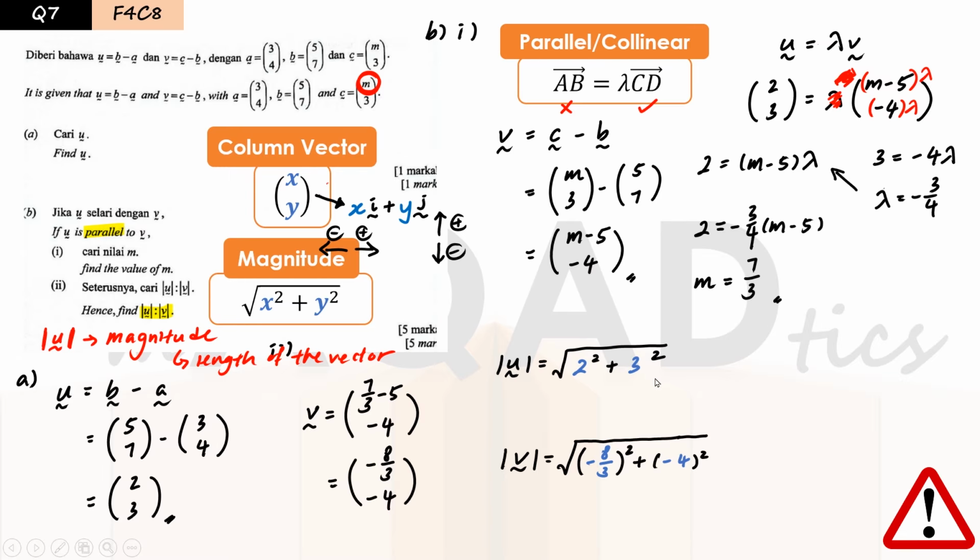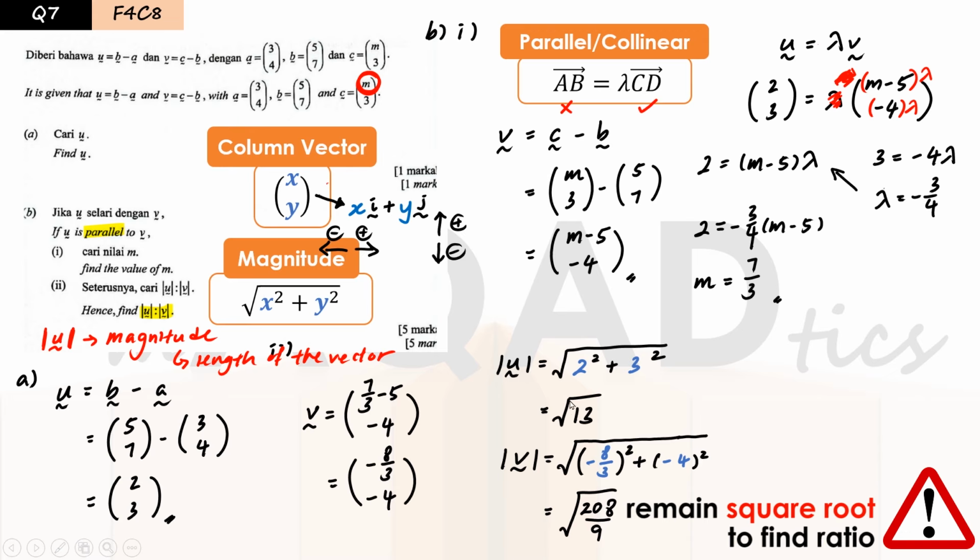But let us not calculate the actual value of this square root. Let us remain the square root first and simplify the values inside the square root. Putting 2 squared plus 3 squared into the calculator, we get 13, and we remain the square root. For vector v, once we put this into the calculator, it will be 208 over 9. Why we remain the square root is because we want to find the ratio later. If we change it into decimals, it will be a bit hard.